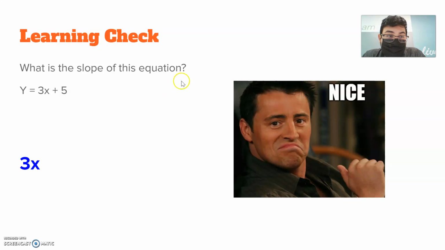So remember, the 3 right here is what the slope of the equation is. It doesn't say, but 3 over 1 would be your slope, because remember, rise over run. If you need help with that, go ahead and watch the previous video on how to find the slope with the rise over run.